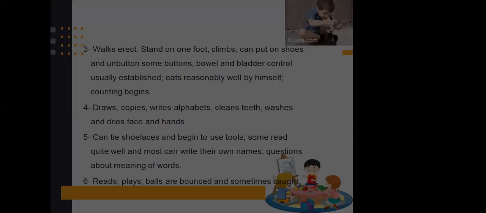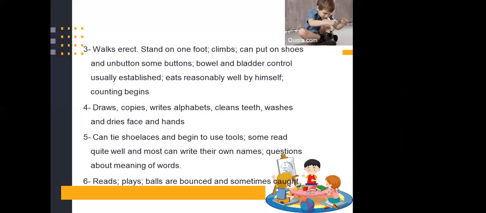Now, in 3 years of age, the child can walk erectly, stand on one foot, they can climb and can put on shoes and unbutton some buttons. The bowel and bladder control is usually established by this age, and the child can also eat reasonably well by himself, and the counting begins in this age.